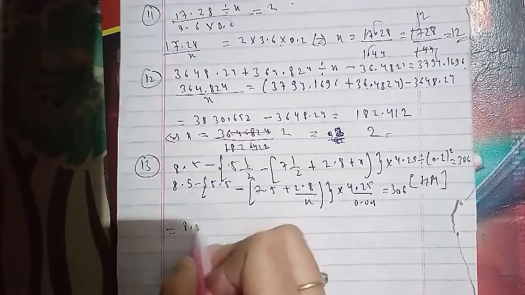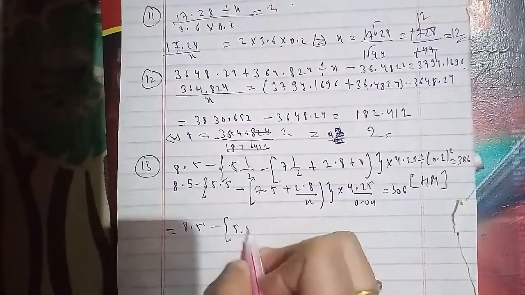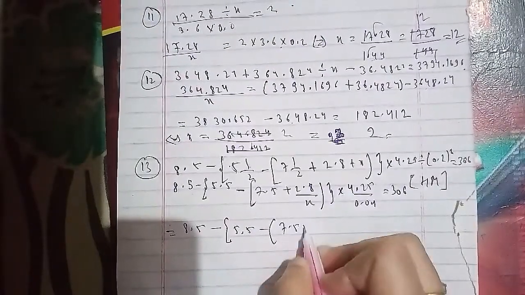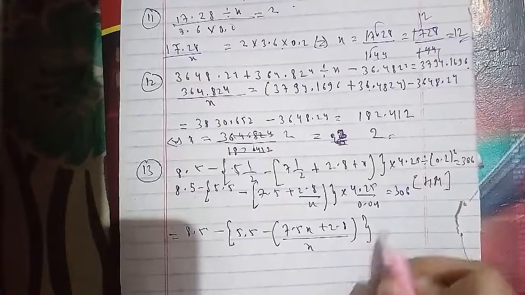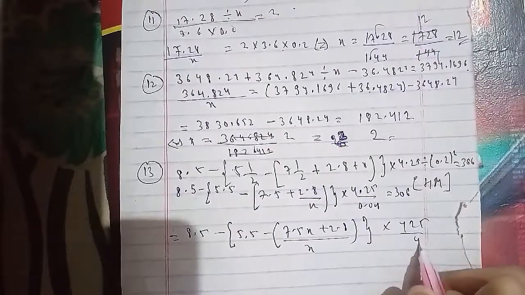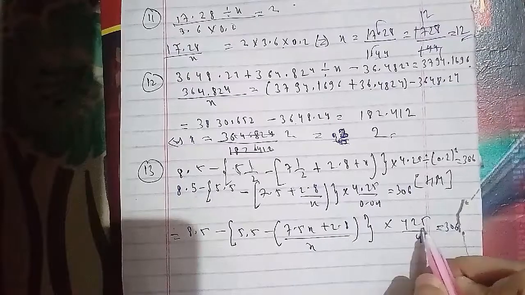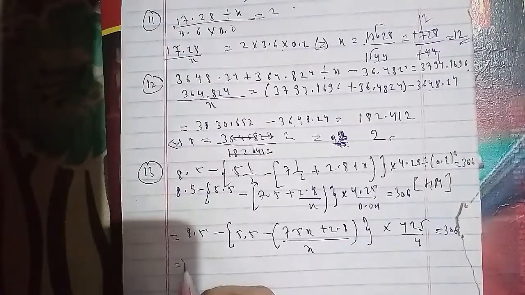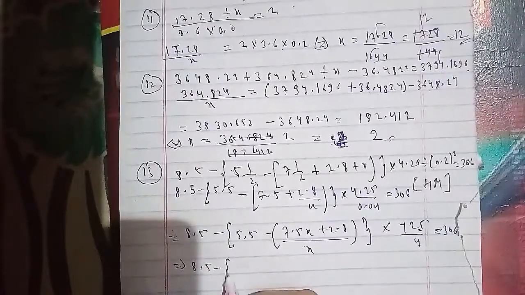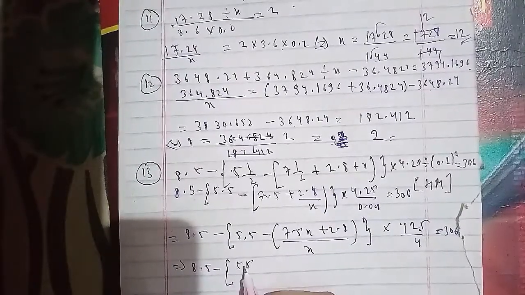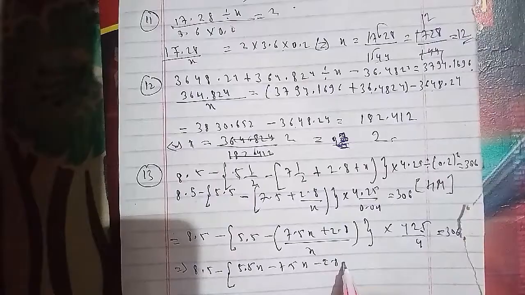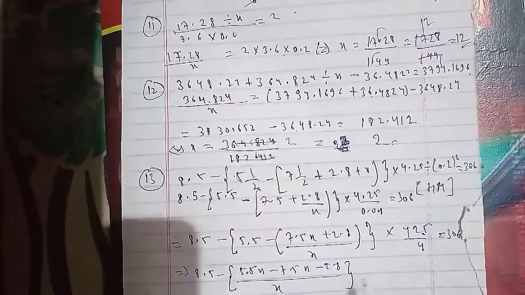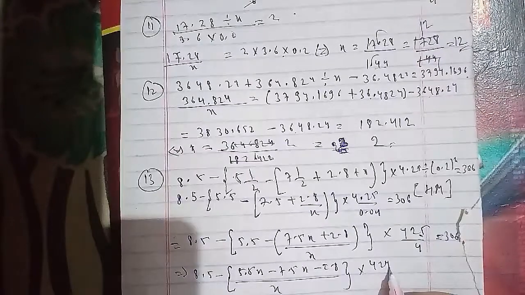8.5 minus 5.5 minus 7.5x plus 2.8 upon x, which equals 425 upon 4, that equals 306. That is 8.5 minus 5.5x minus 7.5x minus 2.8 upon x into 25 upon 4 equals 306.